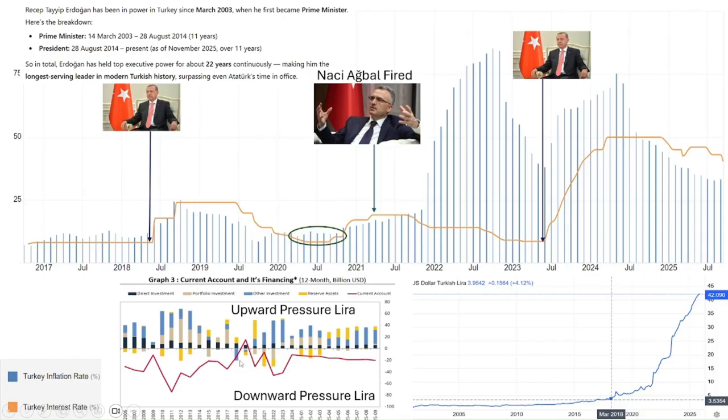And this caused foreign investors to demand repayment of foreign currency loans all at once. And what this did was there was nothing to offset the current account deficit, so there's a ton of downward pressure on the lira, and the lira spiked.